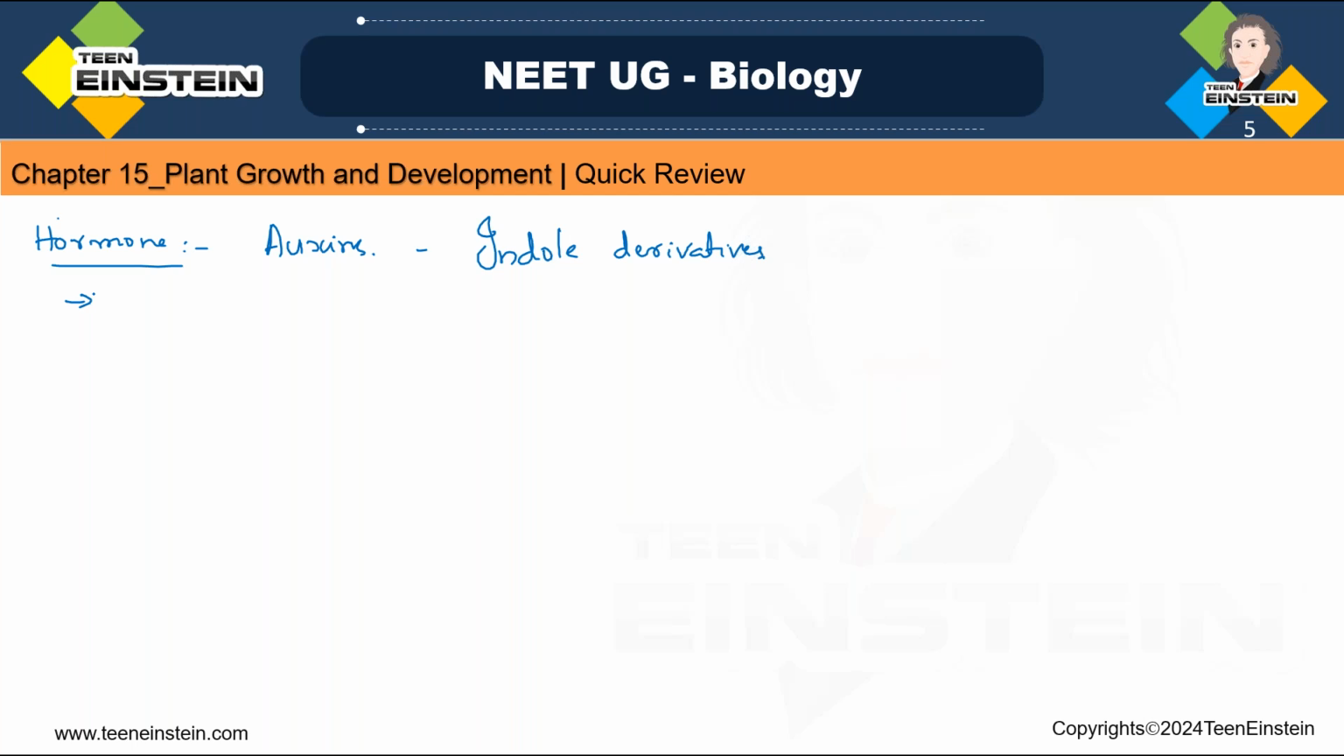Each and every point which I'm saying is from previous year question papers. So you need to learn all these points without missing one. The auxin, which is an indole derivative, was first isolated from human urine. Which one? Auxins. And its name was given by F.W. Went.